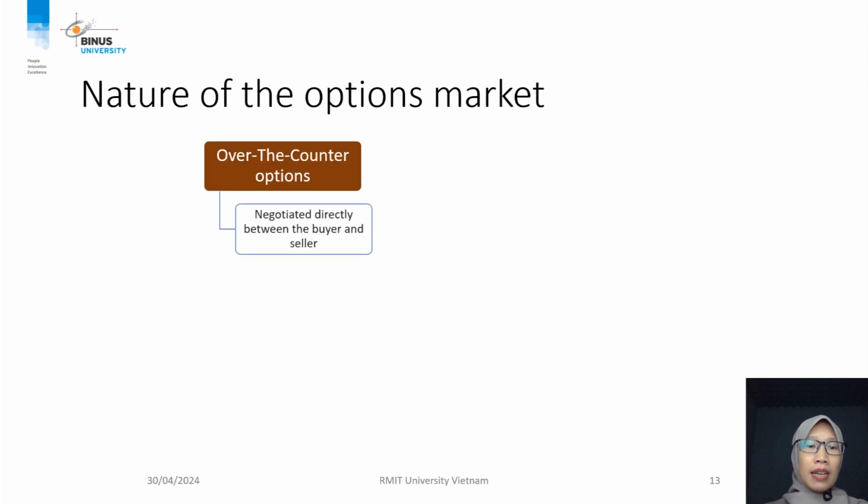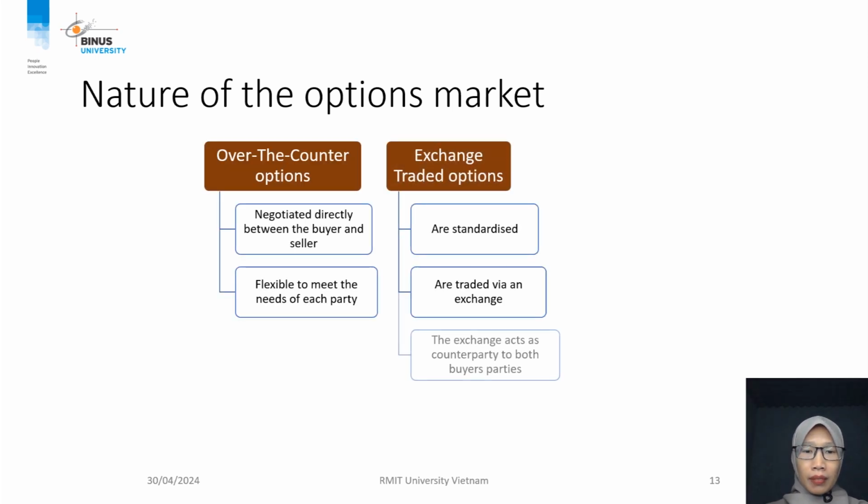So this is the nature of the option markets. There are over-the-counter options and exchange-traded options. Over-the-counter options are negotiated directly between the buyer and seller and are flexible to meet the needs of each party. Meanwhile, exchange-traded options are standardized options traded via an exchange, and the exchange acts as counterparty to both parties.